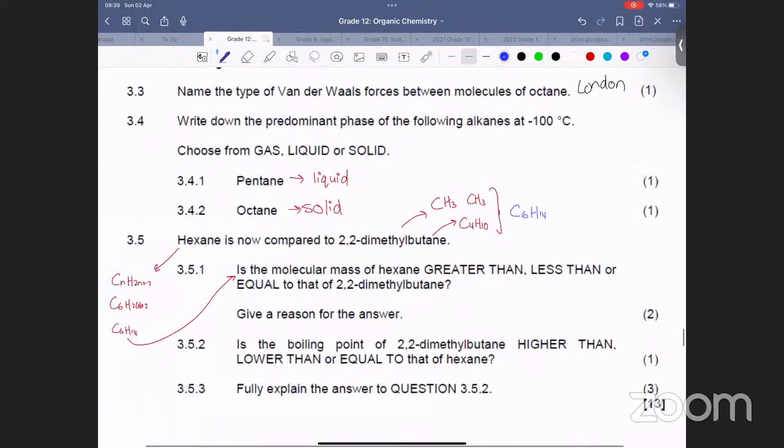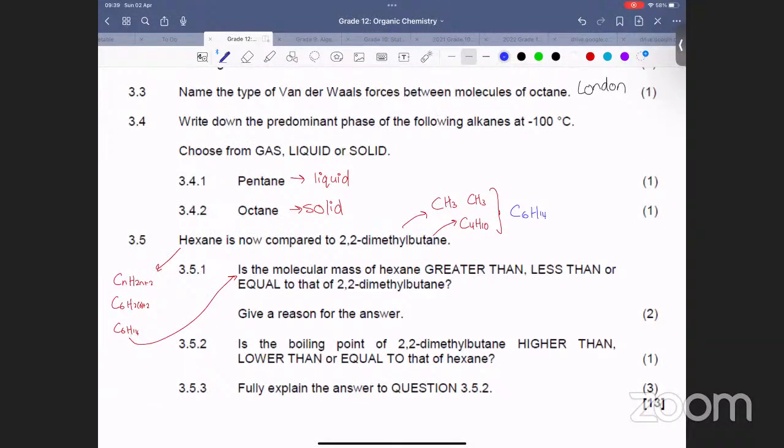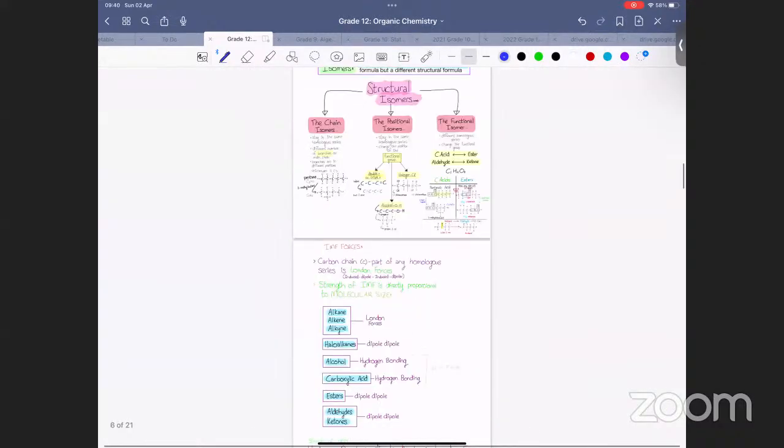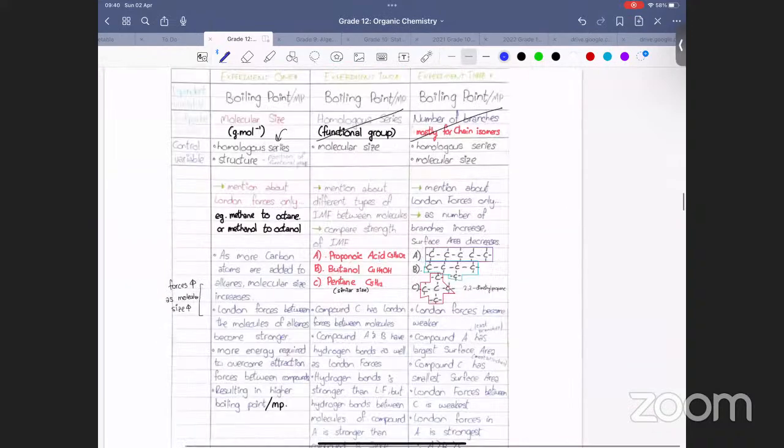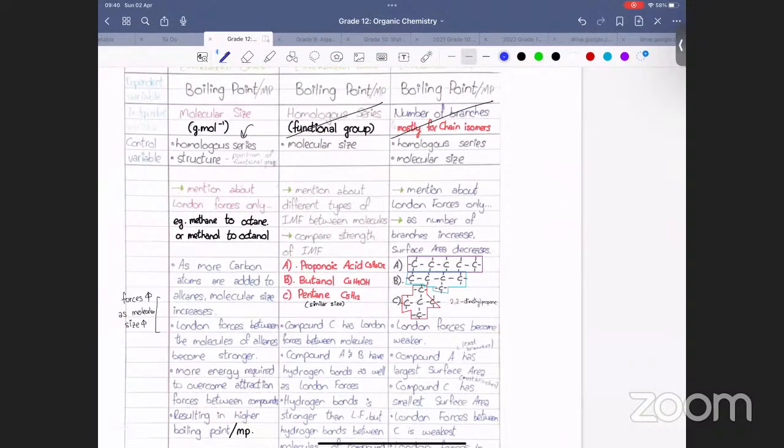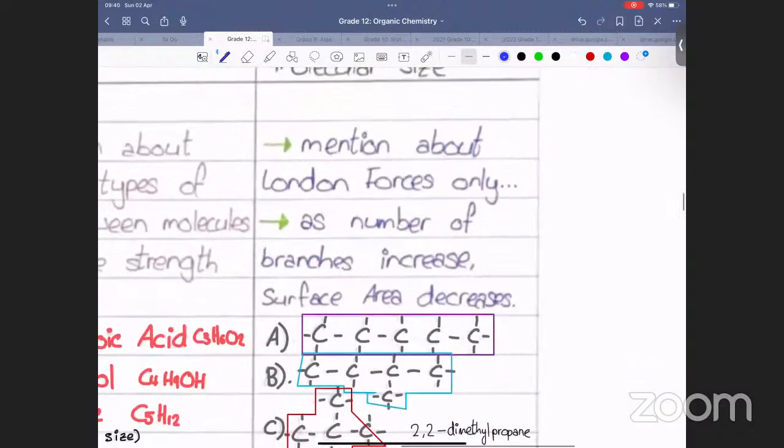So when we compare hexane and 2,2 dimethyl butane, we say that even though they have the same molecular formula, 2,2 dimethyl butane has more branches compared to hexane. Then we can talk about the surface area. Higher branches equals less surface area. As the number of branches increases, the surface area decreases. We can say exactly that.